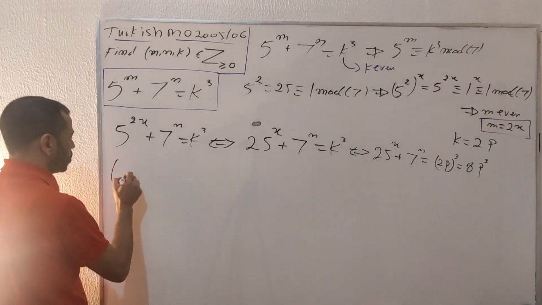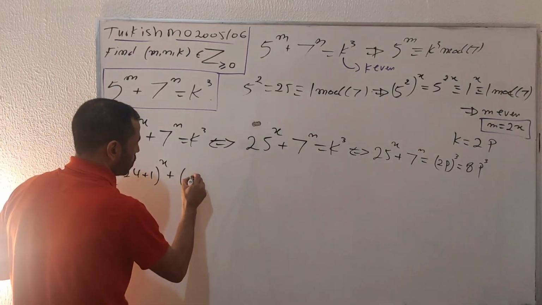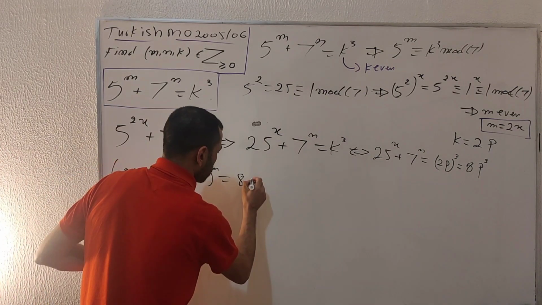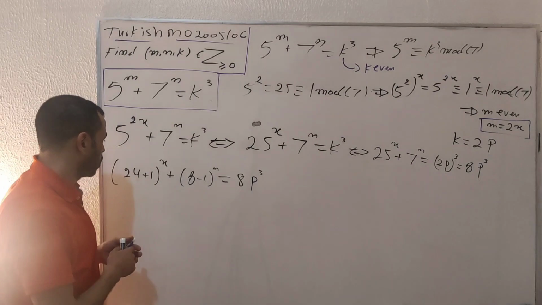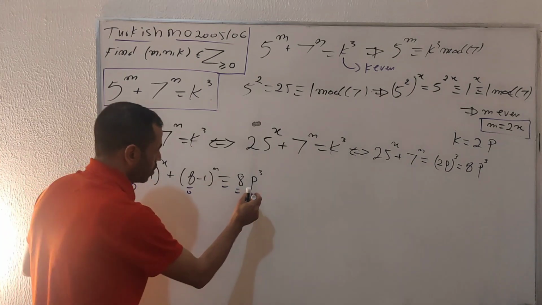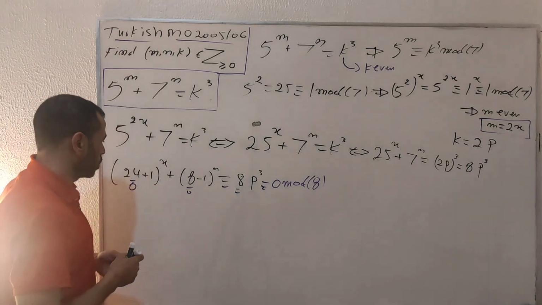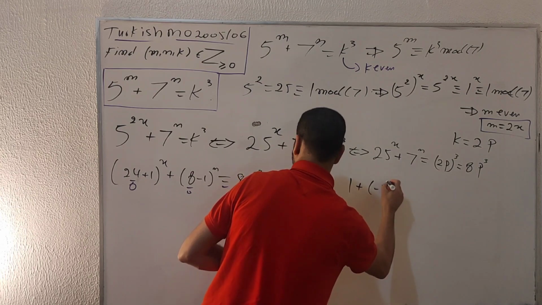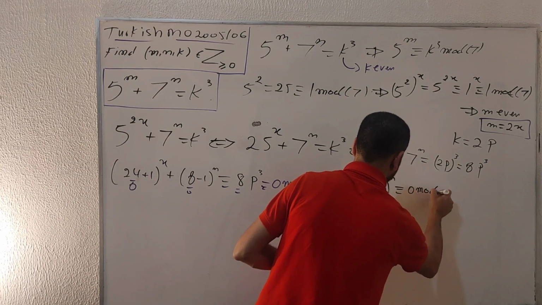25 is the same as 24 plus 1, to the x, plus 8 minus 1, to the n, equals 8 multiplied by p cubed. Okay, if I'm going to reduce this one to mod 8, this one turns to 0, and this one turns to 0, congruent to 0 mod 8 like this. Okay, so I will end up with 1 plus minus 1 to the n is congruent to 0 mod 8.